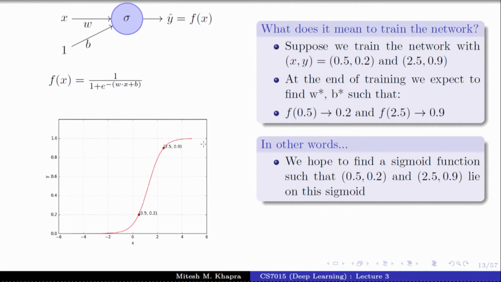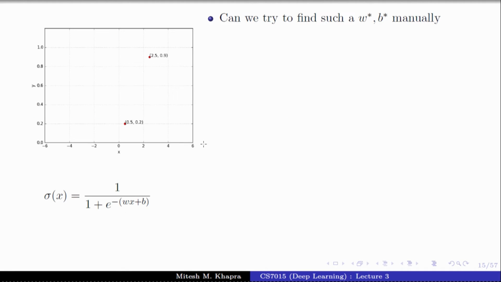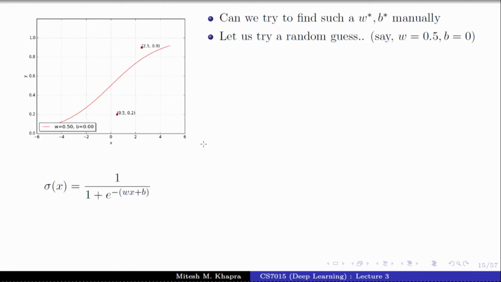Okay, fine. So this is what you hope. That at the end, when you have learned the weights and the bias, if you draw the sigmoid function, these 2 points should lie on that sigmoid function. Does that make sense? Okay, fine. So let us see all of this in much more detail. So first what I'm going to do is, instead of giving you an algorithm, I'm just going to do some random guessing. What I'm saying is that I'll try to find these weights and biases manually. So I'll start.